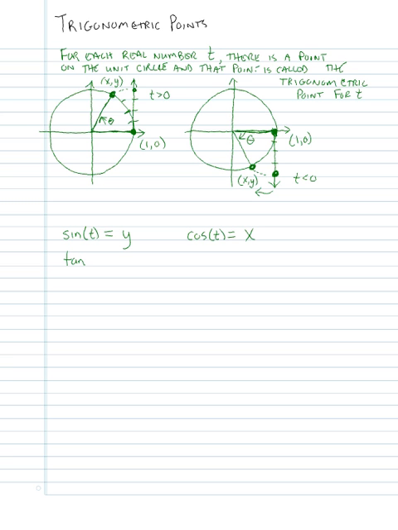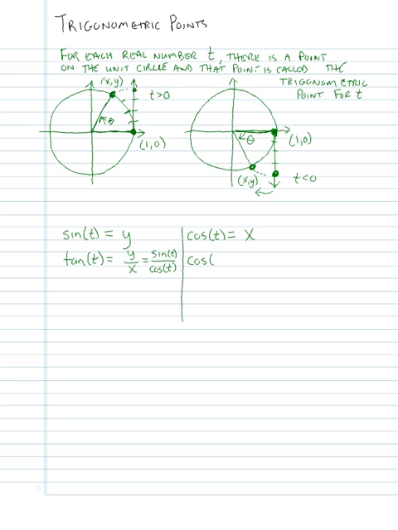The tangent of t. Now, there's a couple of ways we can think of the tangent of t. The tangent of t is the second coordinate of the trigonometric point divided by the first coordinate of the trigonometric point. And you can see that would be the same thing as saying the sine of t, since that's the y value, divided by the cosine of t, since that is the x value. I kind of got myself scrunched up a bit here. That's not unusual for me, is it?